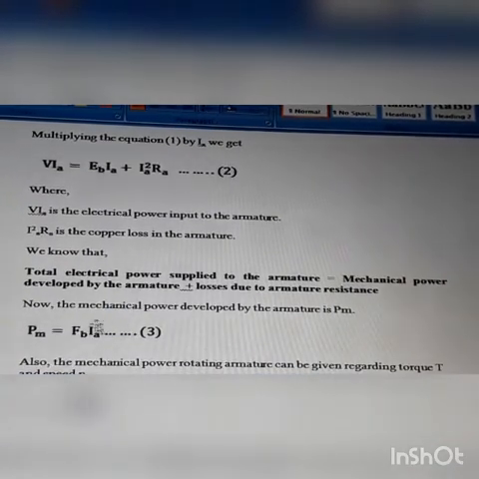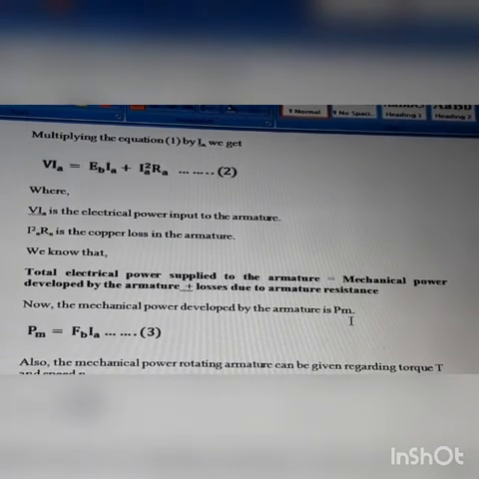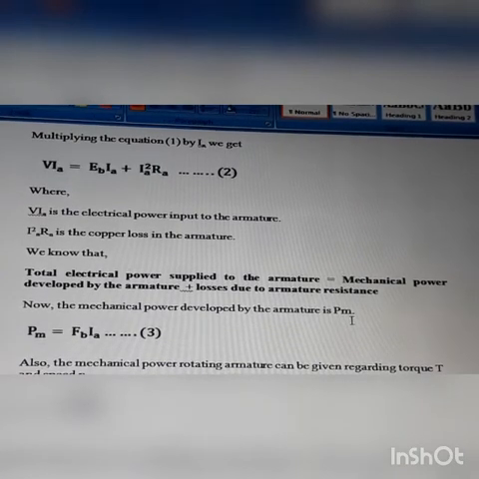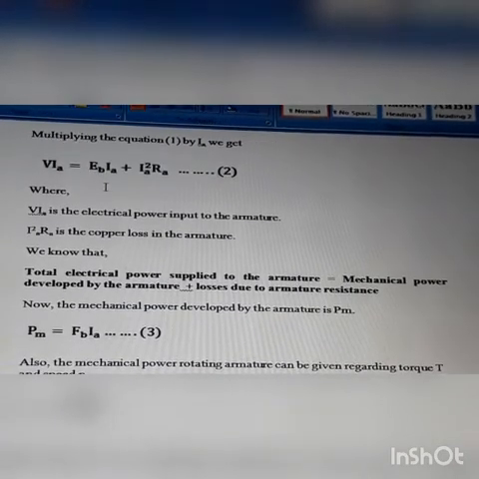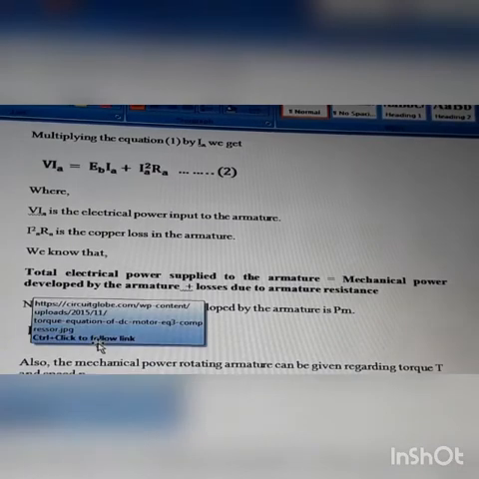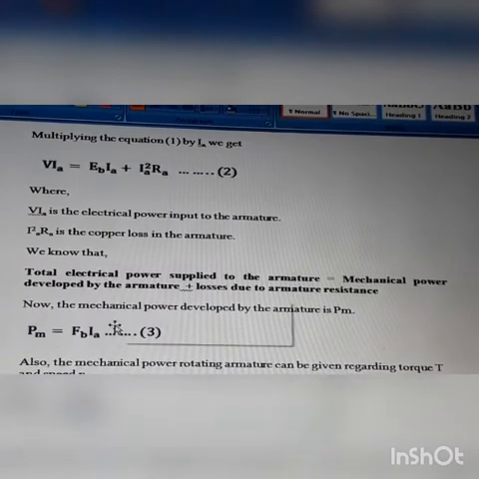We all know the mechanical power developed by the armature is denoted by PM. So what is PM? It is EBIA, as I told you, the mechanical power developed by the armature. So we can write PM = EBIA.